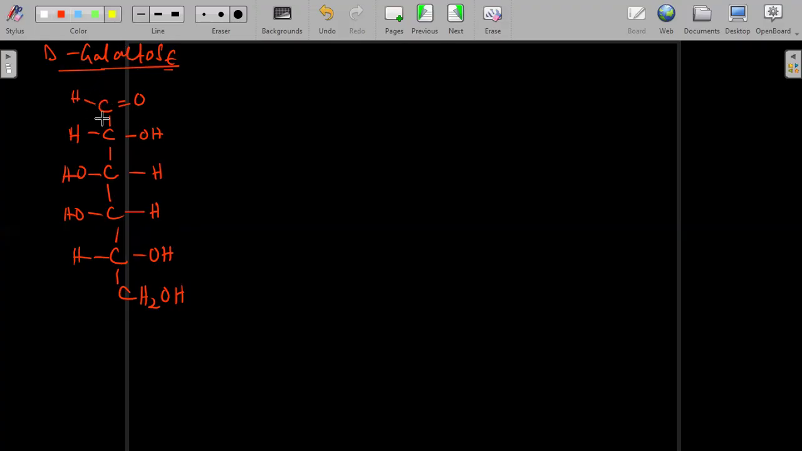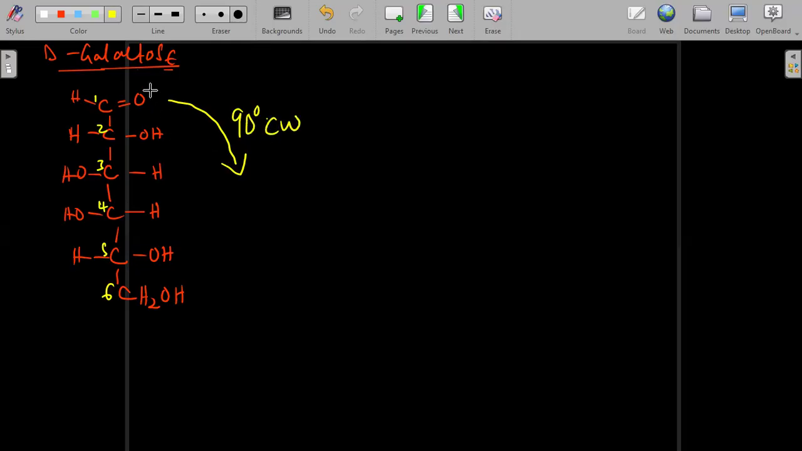So we have drawn the Fisher projection. The next step is to number these. So we have 1, 2, 3, 4, 5, and then 6. Okay, so now the next step that you have to do is to rotate this molecule 90 degrees clockwise.